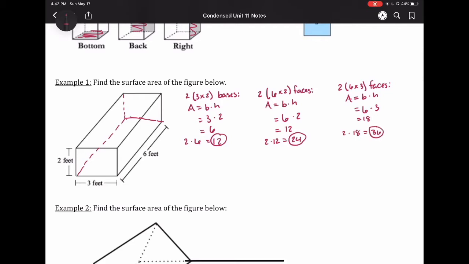Now that I have the areas of all of my sides, I'm going to go ahead and add them together to find the total surface area. So surface area is equal to 12 plus 24 plus 36. All right. 24 plus 36 is equal to 60. 60 plus 12 is equal to 72. So my total surface area for this problem, this rectangular prism, is 72 square feet.